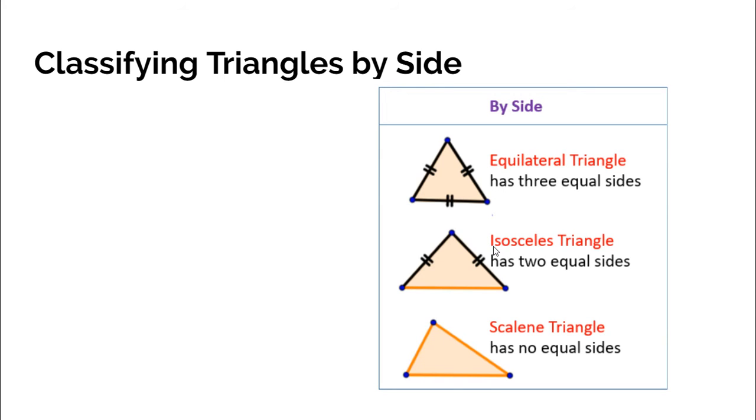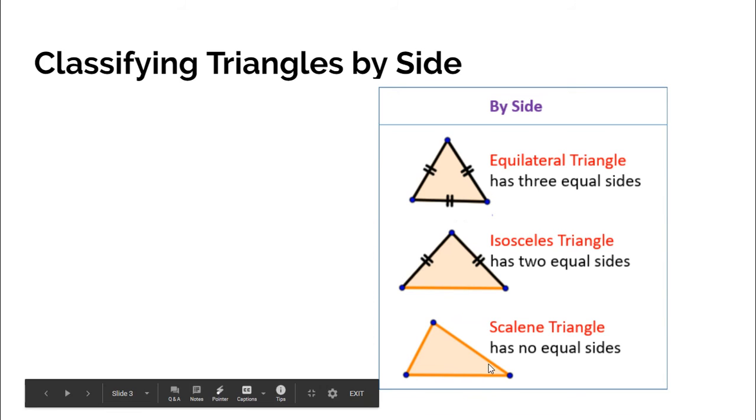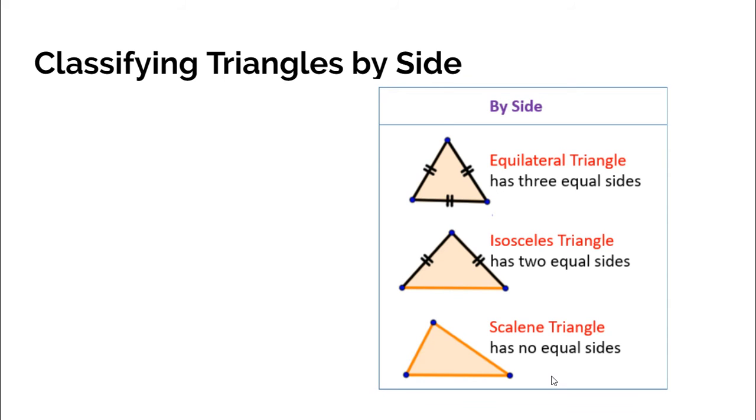An isosceles triangle has two equal sides. So you can see there's two tick marks on this one and two tick marks on this one. So it's showing these two legs of the triangle are equal. And if you think about isosceles, how many eyes do you have on your face? Two, right? So two equal sides, you have two eyes. And then scalene means it has no equal sides. So none of the sides are equal. And I like to think of that as the scary triangle because none of them are equal.